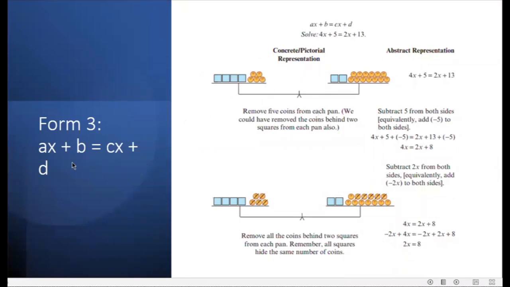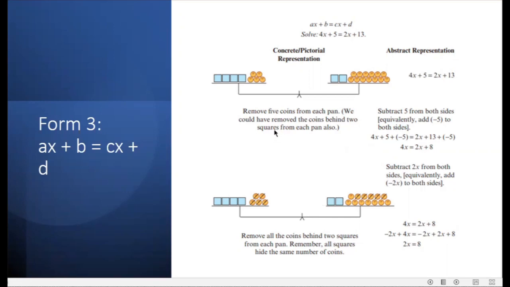Next, form number 3, ax plus b is equal to cx plus d. For example, solve 4x plus 5 is equal to 2x plus 13. So, sa ating concrete and pictorial representation, 4 blue boxes and 5 coins dun sa left scale. At dun sa right scale naman ay meron tayong 2 blue boxes and 13 coins. And for the abstract representation, we have 4x plus 5 is equal to 2x plus 13.